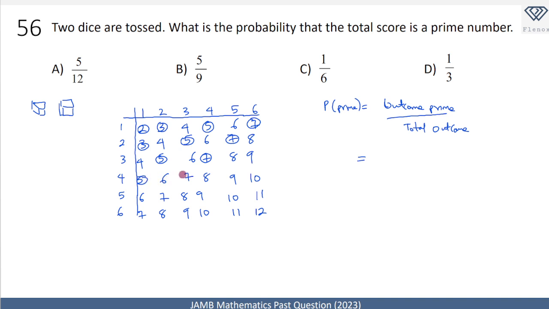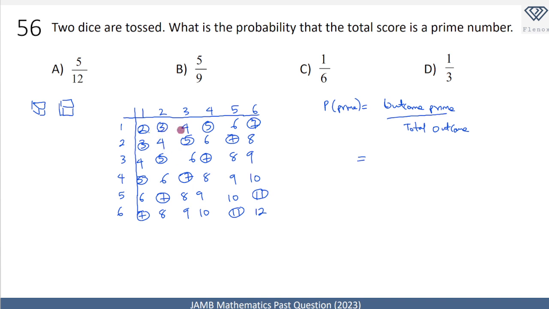5 is, 6 is not, 7 is, 8 is not, 9 is not, 10 is not, 6 is not, 7 is, 8 is not, 9 is not, 10 is not, 11 is. And finally 7 is, 8 is not, 9 is not, 10 is not, 11 is, and 12 is not. So how many prime numbers do we have there?